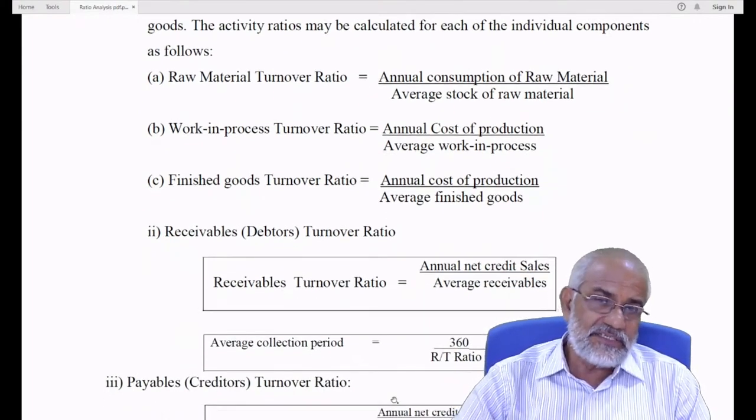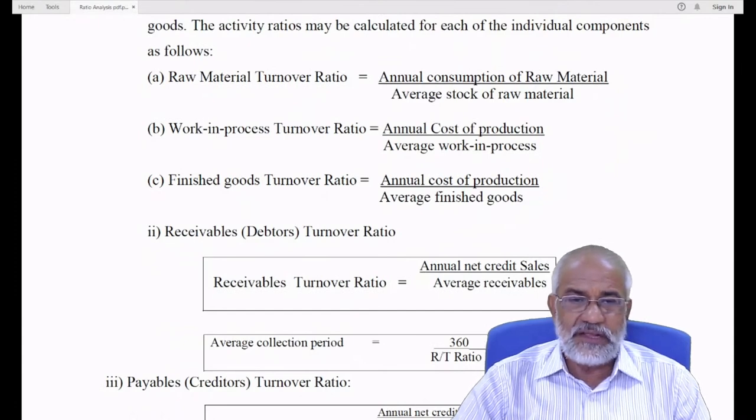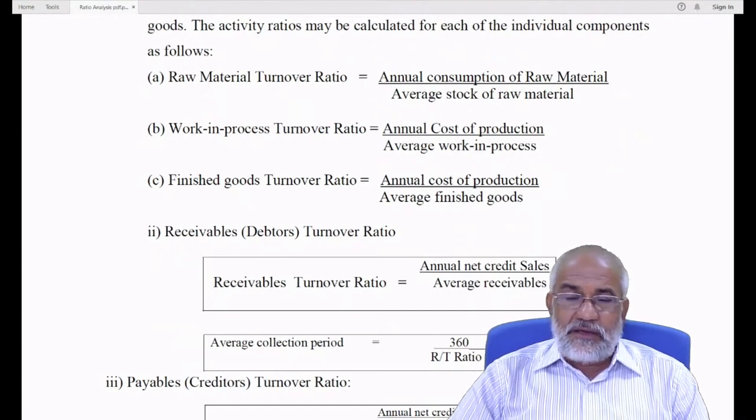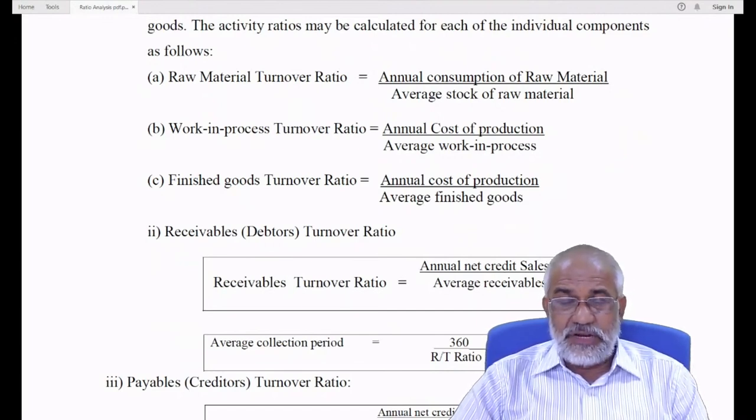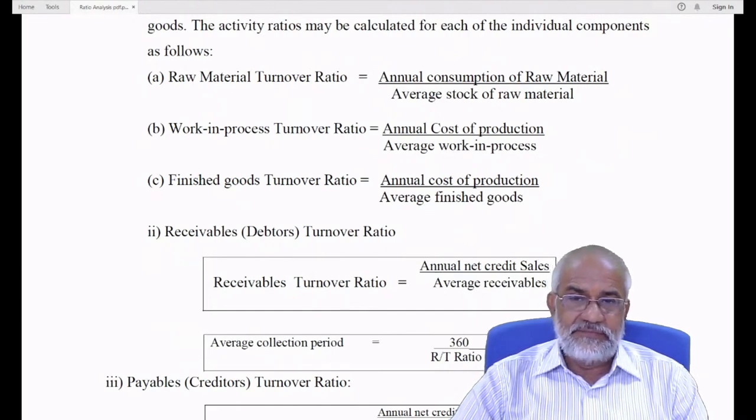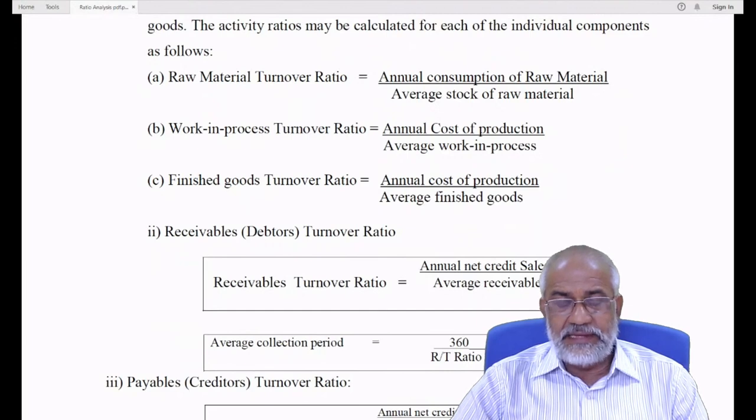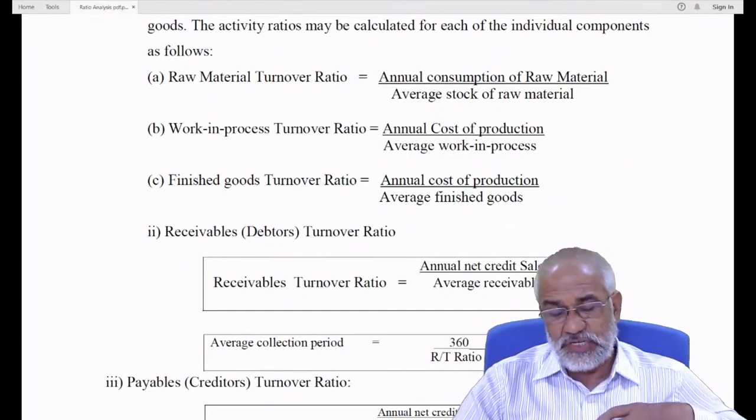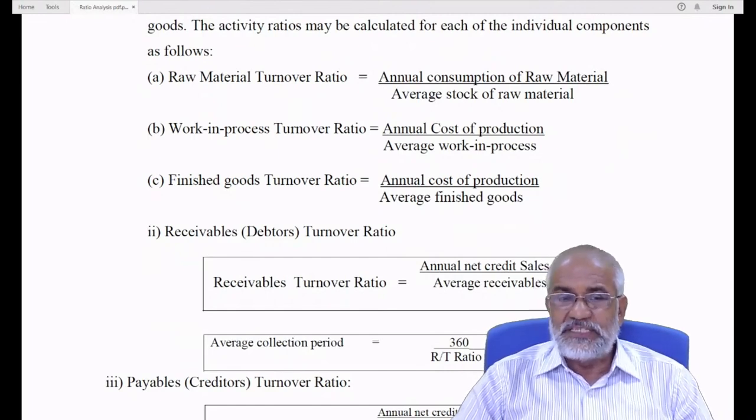Receivable means the debtors or short-term receivables. Both are commonly called the receivable ratio or debtors ratio. For computation of debtors turnover ratio or receivable turnover ratio, the annual net credit sale is used. It has a direct bearing on sundry debtors. When there is credit sale, it gives rise to sundry debtors. When there is no credit sale, there won't be any sundry debtors. So it has a direct bearing.